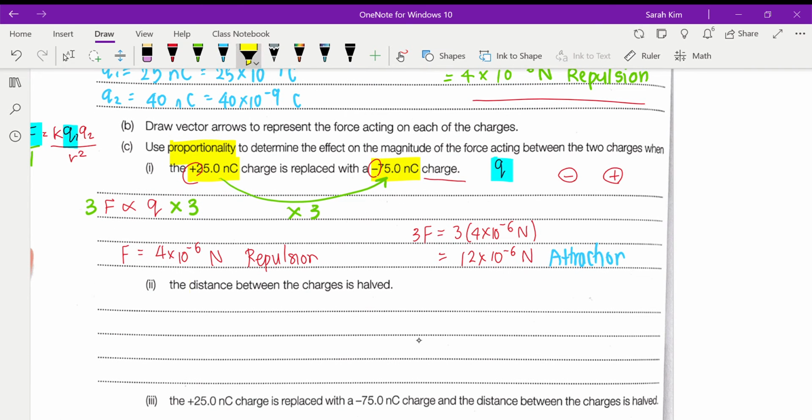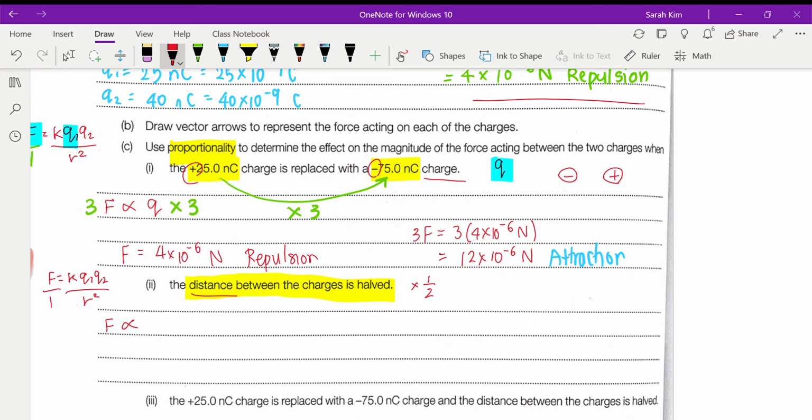Alright, let's have a look at II. The distance between the charges is halved. Now, how do we write something when something is halved? We write times a half. Right? We could write divide by 2, but that's the same as times a half. Now, if we've got to figure out again if F is proportional or inversely proportional to distance, so let me just write that again and we'll figure it out.